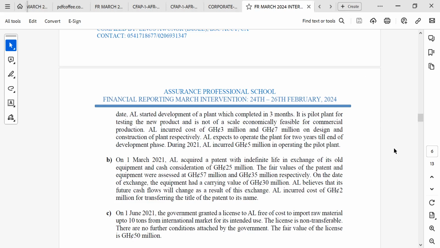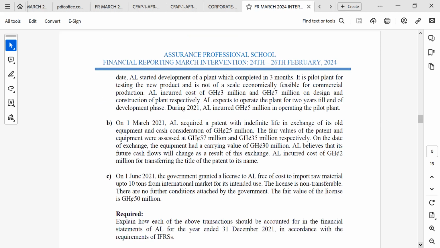So let's come to this place. On 1st June 2021, the government granted a license to AR free of cost to import raw materials up to 10 tons from international markets for its intended use. The license is not transferable. There are no further conditions attached by the government. The fair value of the license is what? 50 million.